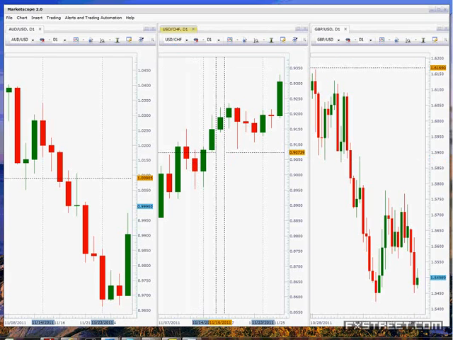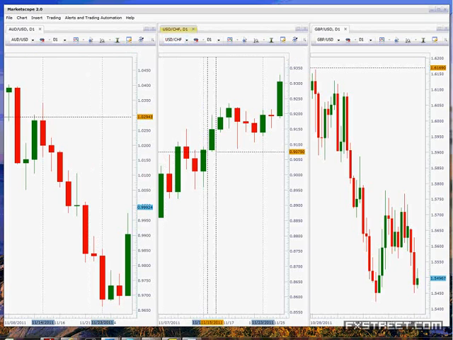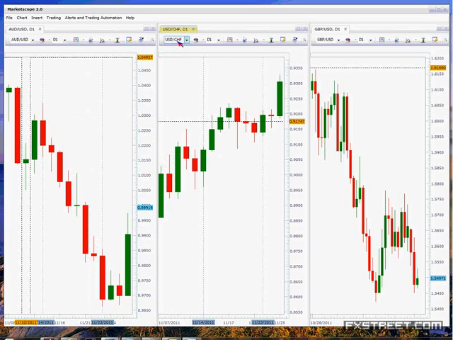The trick when you're looking at the Aussie Swissy is to figure out, just looking at this, US is the common factor, right? Between these two pairs, US is the common factor. The trick is to figure out between the Aussie and the Swiss, which one would be weaker? Would it be Aussie or would it be Swiss franc? Which one of these two would be weaker?